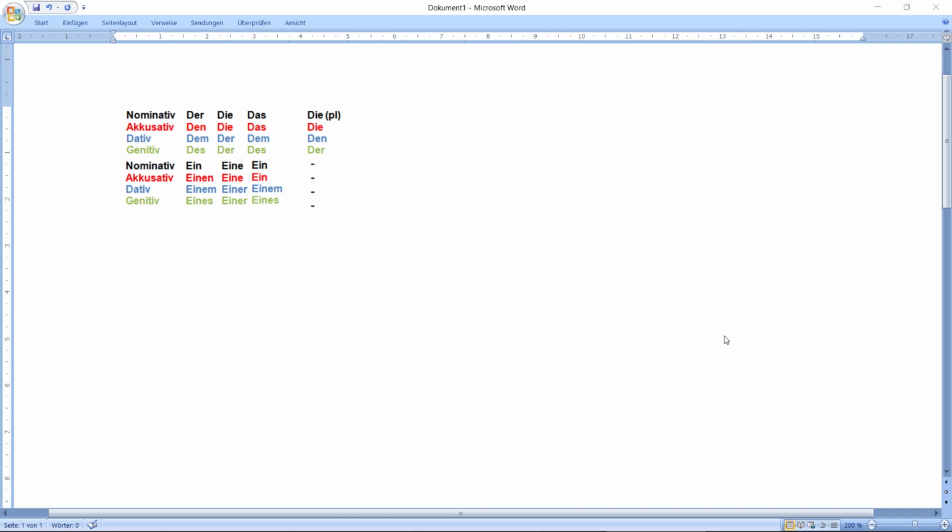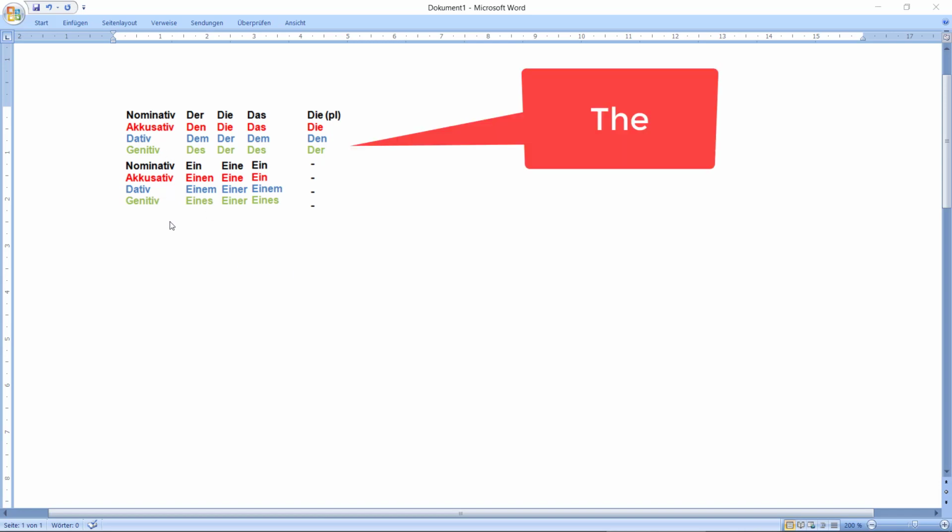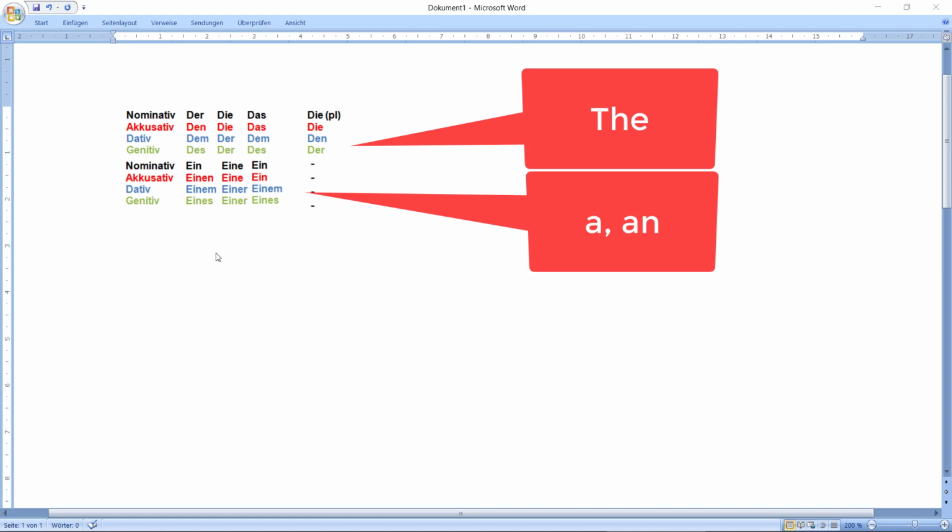So first thing, as you know, we have more than one article in German. That means you have to learn all of them, and you also have to know which case you have to use when you take a preposition. In English, we always have "the". That is the only one we have in English. In German, we have 3 plus plural, 4 articles. This means when you learn a noun, you have to learn it with the right article.